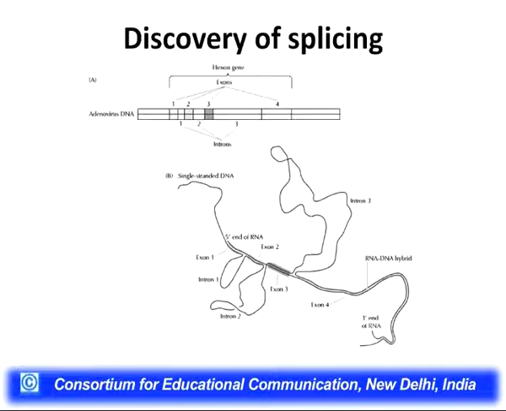The splicing was discovered as late as 1977. Earlier it was believed that genes are transcribed and the RNA is translated into protein without any processing, because the process was not known. However, some scientists worked on adenovirus, which is a virus of humans, and they wanted to find out the sequences of different mRNAs which code for different proteins of this particular virus.